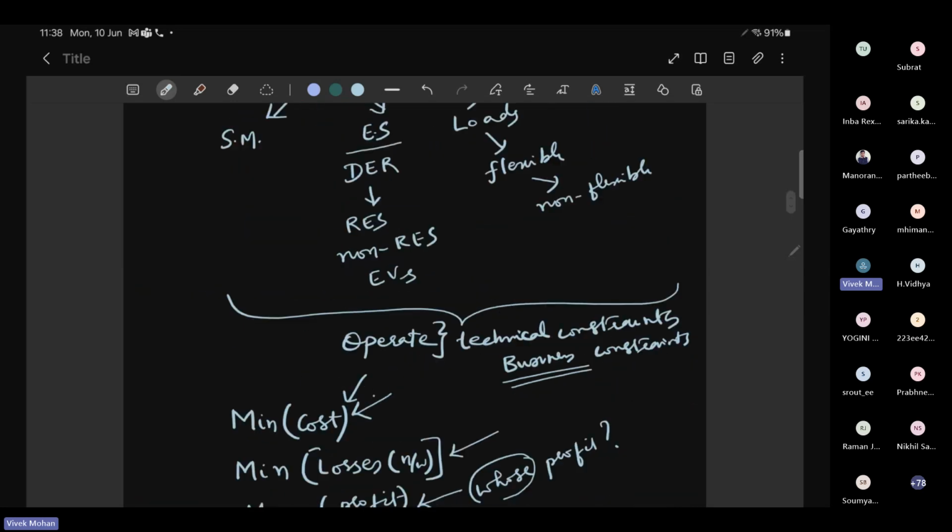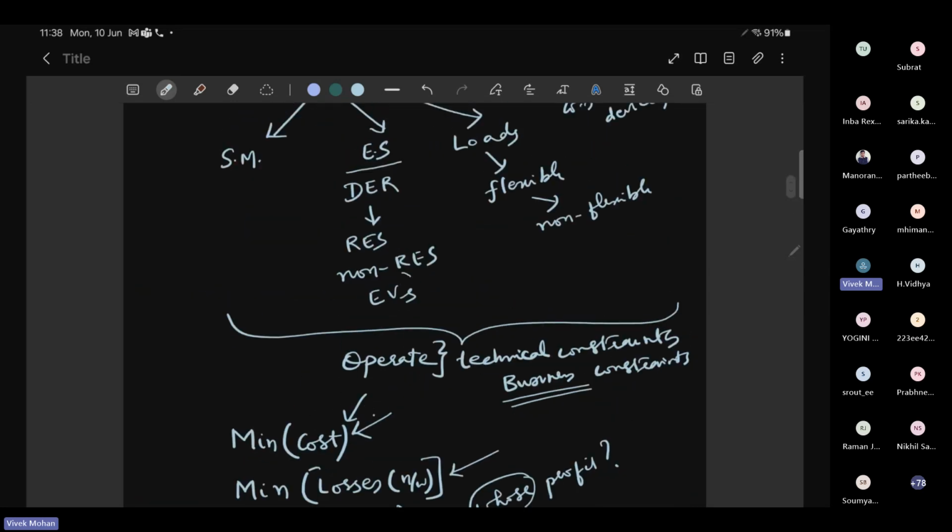Say we have already talked about EVs, right? What is the uncertainty in EV output? Uncertainty can be in the state of charge of the battery. Then, what else? The uncertainty can be in the availability of the vehicle itself. The vehicle should be available in the parking lot for charging or discharging. And if at all it is available, then the state of charge should also be desirable.